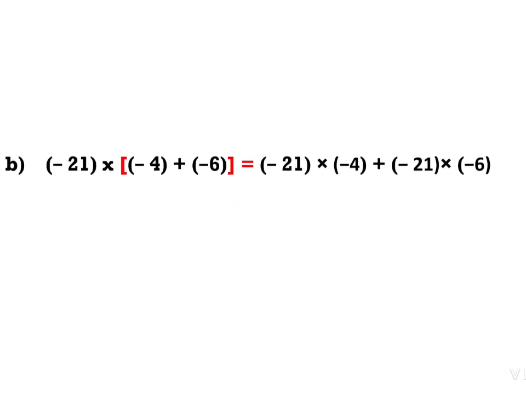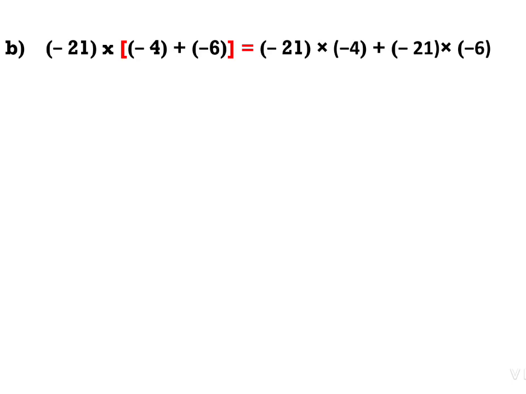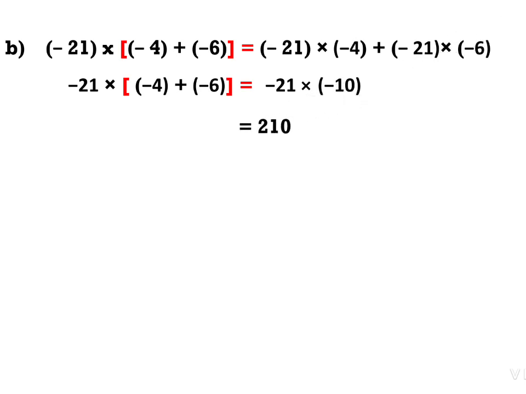Second question, B. -21 into (-4 + -6) equal to -21 into -4 plus -21 into -6. First we do the left side. -21 into (-4 + -6). Both are negative numbers, so the sum is negative, -10. When we multiply these two numbers, we will get 210.